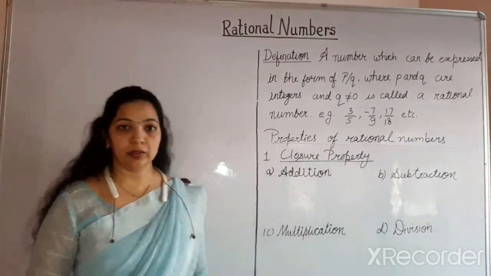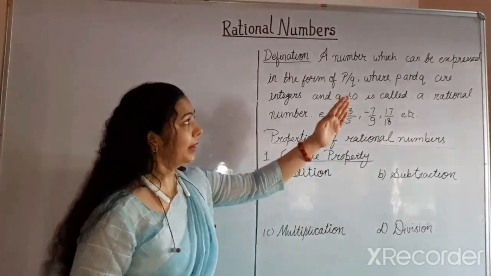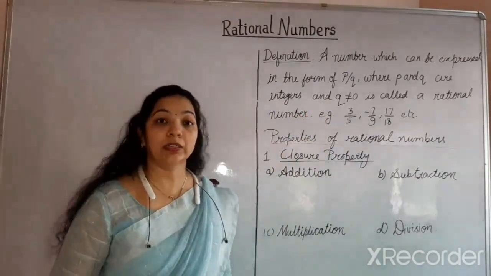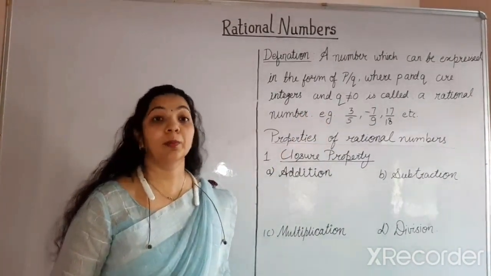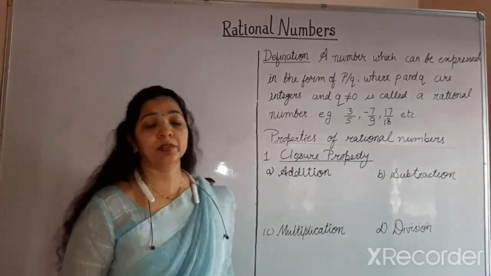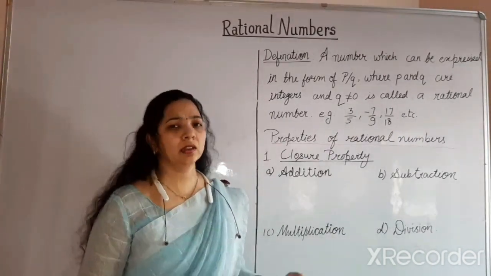So what are rational numbers? A number which can be expressed in the form of p by q, where p and q are integers and q must not be equal to 0, is called a rational number. For example, 3 by 5, 7 by 9, 17 by 18 and so on.